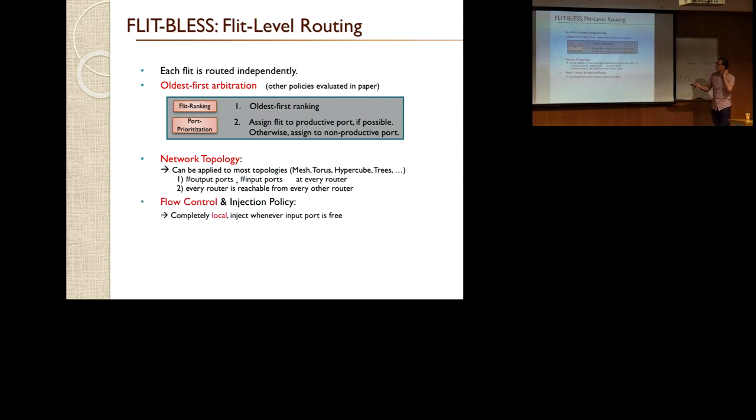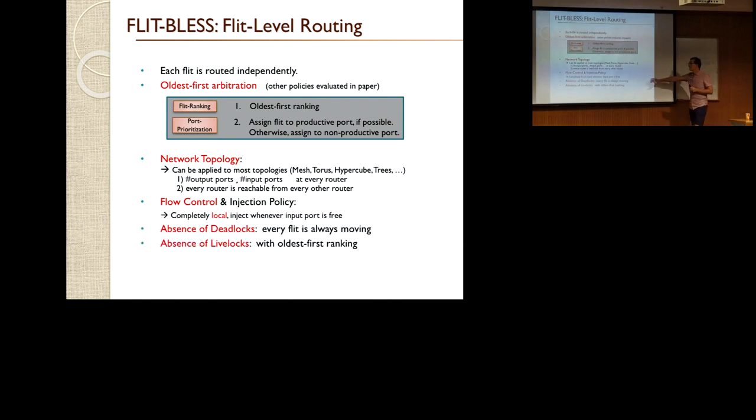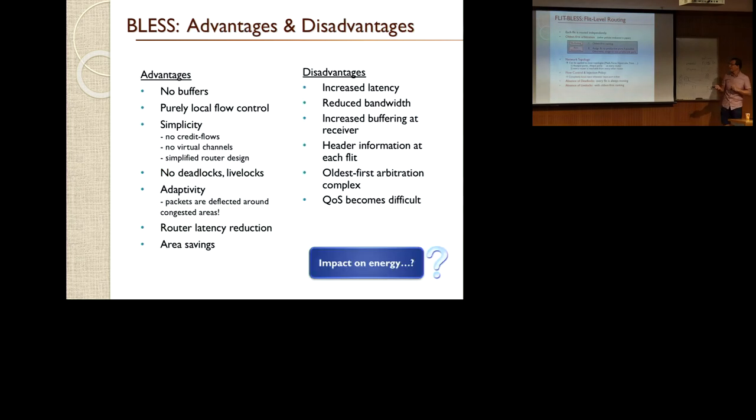Okay, so the flow control and injection policy, it's completely local in this case. There is no global flow control, credit-based flow control. You inject whenever an input port is free, and that's it, basically. There is no deadlock. Every flit is always moving. So we convert the problem of deadlock to the problem of livelock, basically. And there's no livelock, as I said, assuming you do the oldest first ranking correctly.